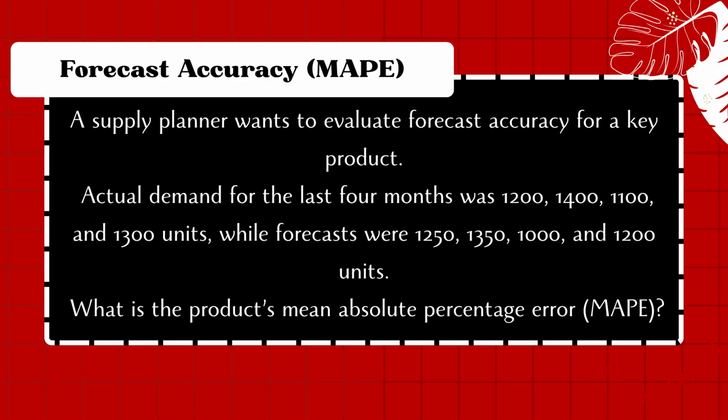Problem 1. Forecast accuracy. A supply planner wants to check how accurate their demand forecast has been for a particular product. Over the past 4 months, the actual customer demand was 1,200 units, 1,400 units, 1,100 units, and 1,300 units. During those same months, the forecasted demand was 1,250, 1,350, 1,000, and 1,200 units. The planner wants to know, on average, how far off the forecast were in percentage terms. In other words, the product's mean absolute percentage error.